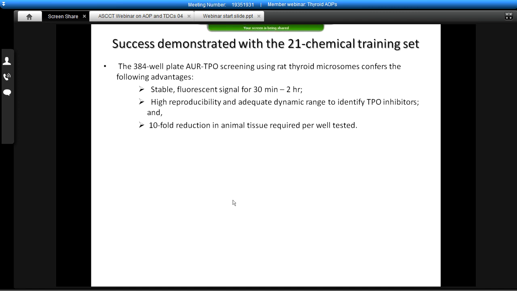So just to review the success that I think we've demonstrated with the 21 chemical training set, the 384-well plate Amplex Ultra-Red TPO screening assay used rat thyroid microsomes as the source of TPO, had a stable fluorescent signal, was highly reproducible, evidenced by Z prime score, had adequate dynamic range to identify TPO inhibitors, and represented a 90% reduction in animal tissue required per well tested.